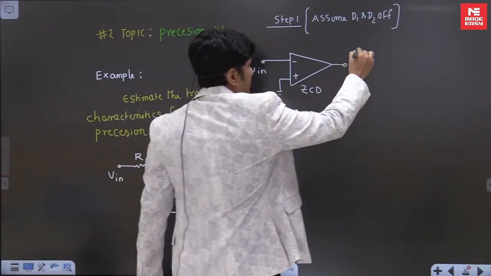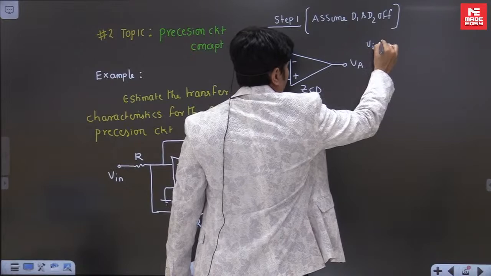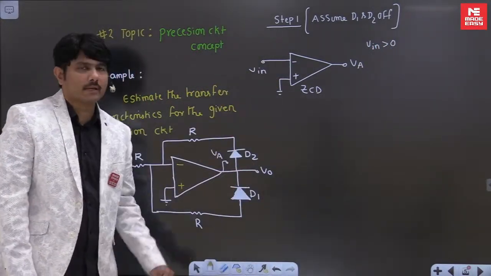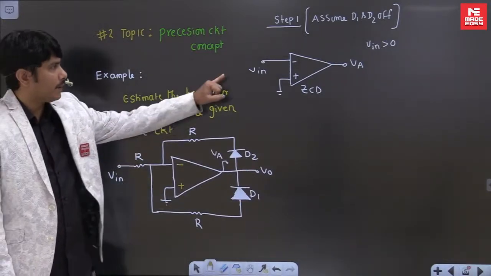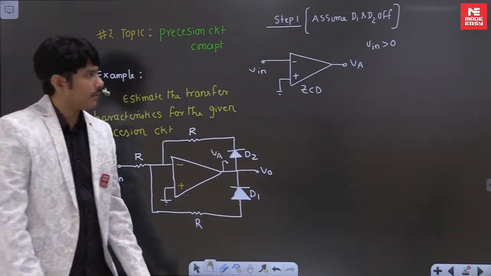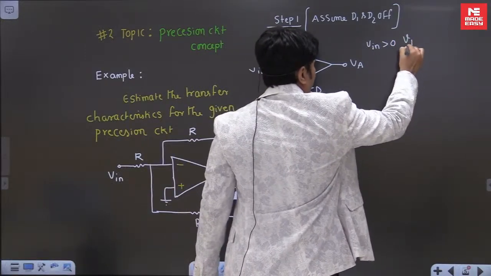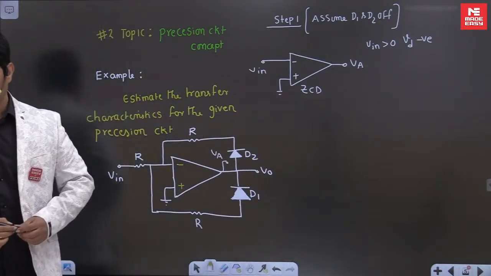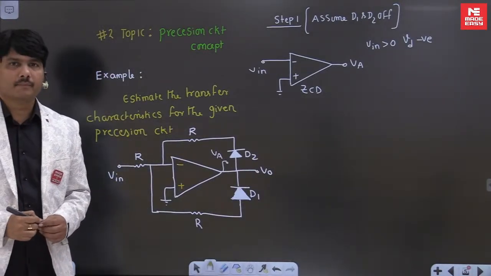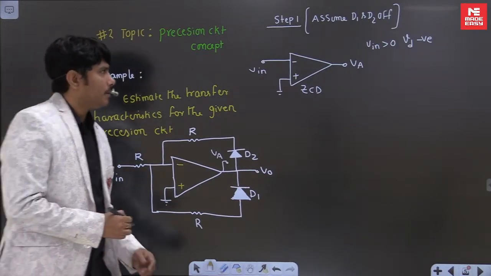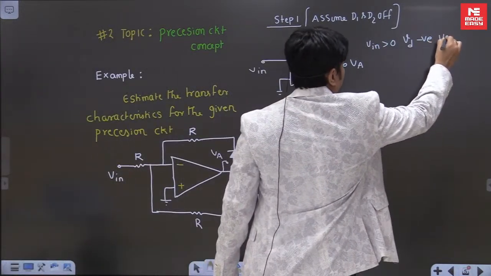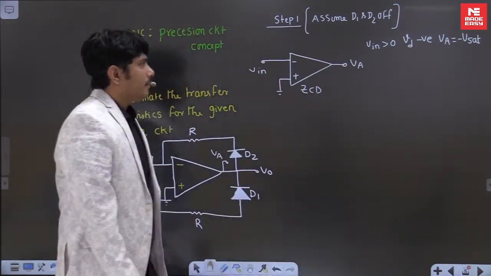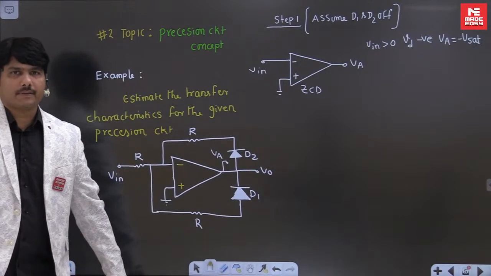If V input is, first step, suppose greater than 0, I have taken. My input is on the positive side, which is greater than 0. If you take it, the negative is dominating the positive here, because the negative is dominating the positive value. When negative dominates the positive value, your VA value will become minus V saturation. Okay, VA, the op-amp output, will become minus V saturation.